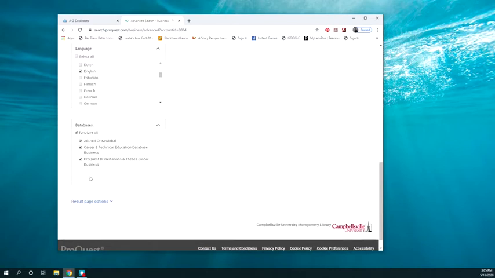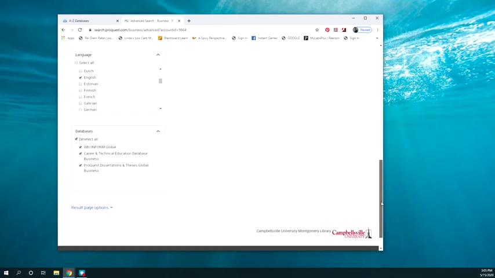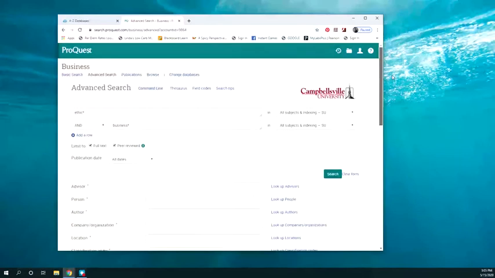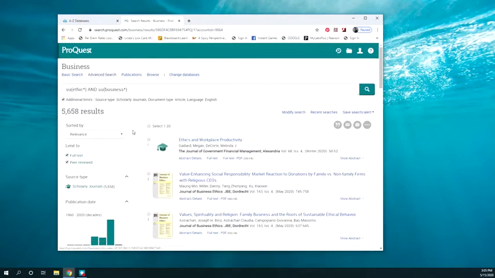And you may have noticed from that first page that it's looking at 3 different databases, including ABI Inform Global, Career Technical Education Database, and the ProQuest Dissertations and Theses. So what you're doing partially is pulling again from ABI Global, but we're doing it among some other databases as well. So we're going to do this one. We then click on search, and it comes up with a little over 5,600 results.